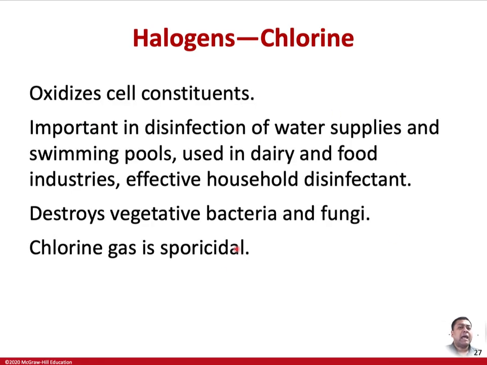So the next halogen is chlorine, and it oxidizes all the cell constituents. It may be applied as chlorine gas, Cl2, or sodium hypochlorite, NaOCl, which is your common bleach, or it could be in the form of calcium hypochlorite. All of them actually do produce hypochlorous acid, HOCl, upon reacting with the water.